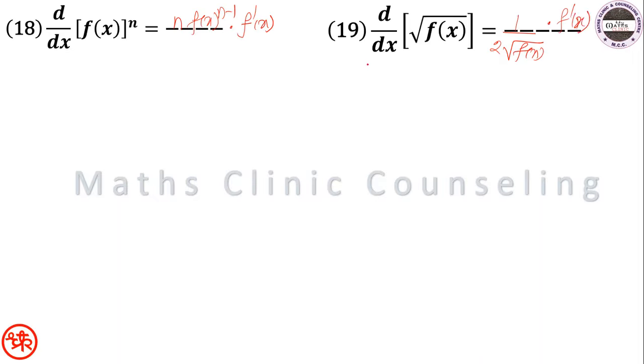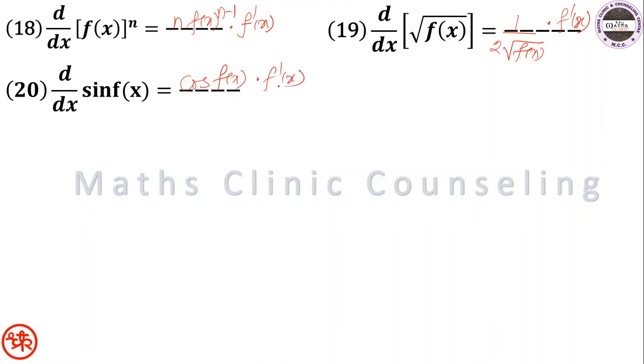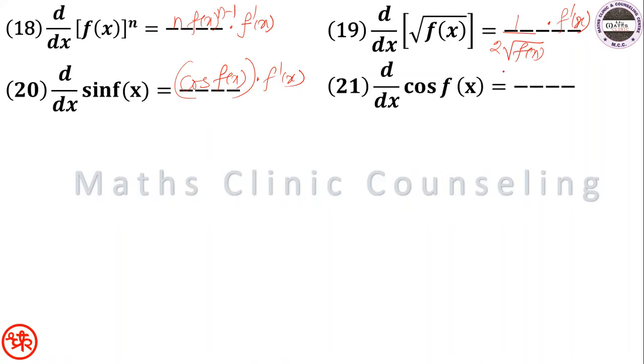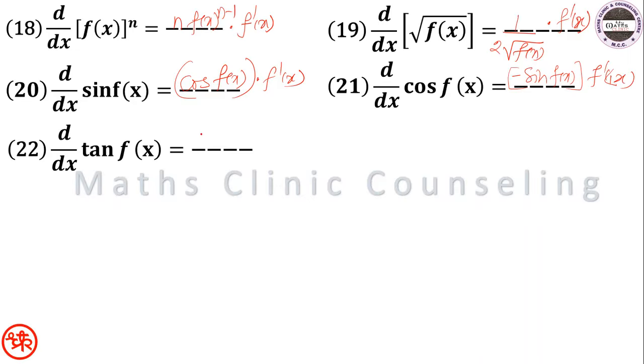Is that clear? Then d/dx of sin f of x is cos f of x into f dash of x. Is that clear? Then d/dx of cos f of x is minus sin f of x into f dash of x. Is that clear? Then d/dx of tan f of x is sec square f of x.